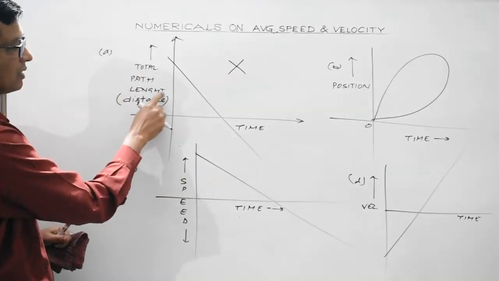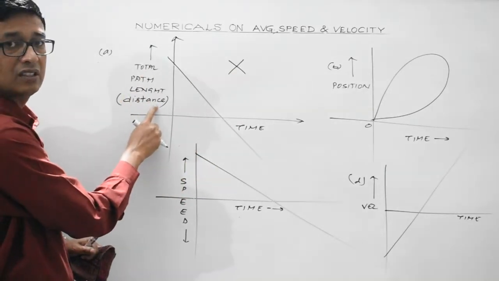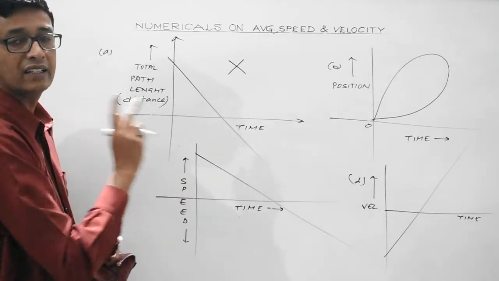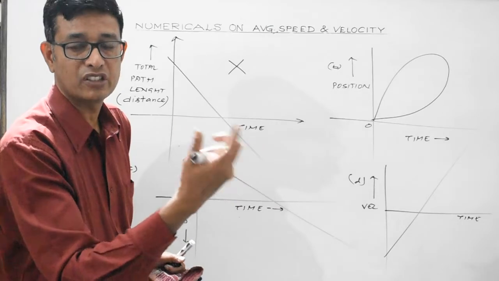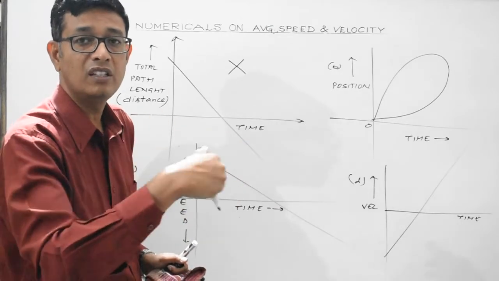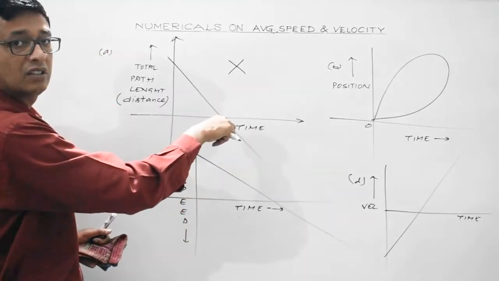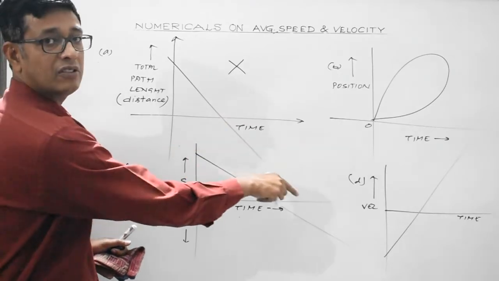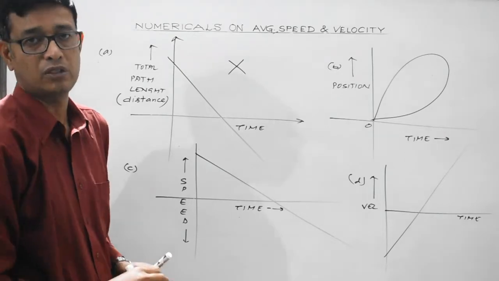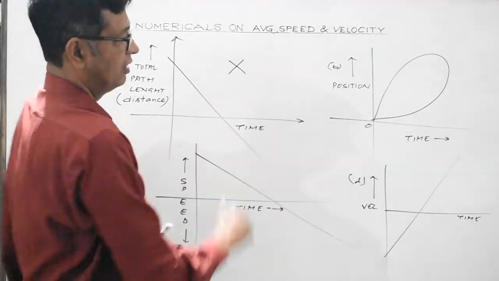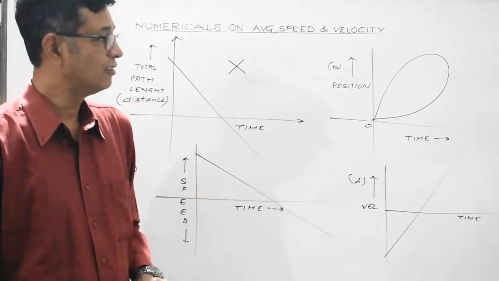Because total path length represents the distance and distance can't be negative. With the passage of time, the distance covered by a body which is in motion should keep on increasing. It shouldn't decrease. Neither can it have a negative value. So this graph is not valid. It is not possible. Let's consider the second graph.